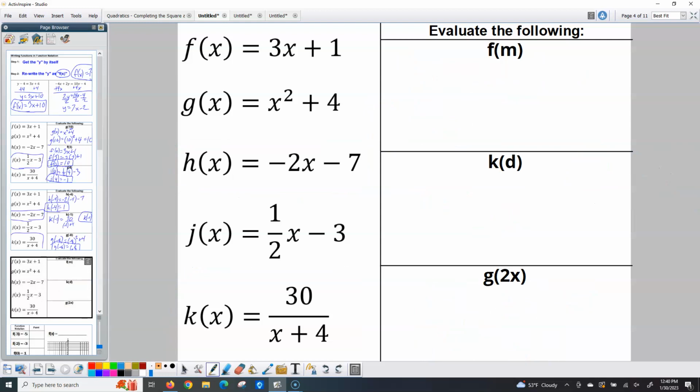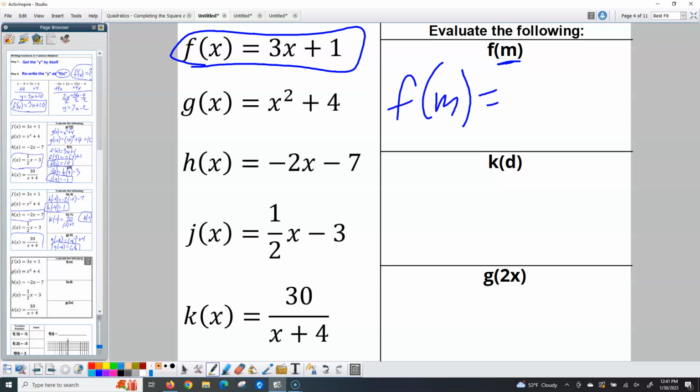These are a little bit different. I got variables or letters over there that I have to punch in. So normally this would say f of x, but I want f of m. So I'm going to take this, and just like I would if m were a number, 5, 6, 10, 30, 50,000, I'm just going to punch in m. So f of m equals 3m plus 1. And that's it. No simplifying from there.